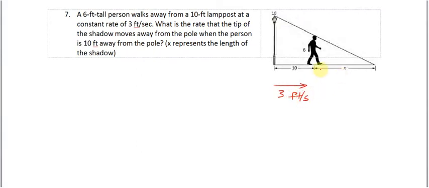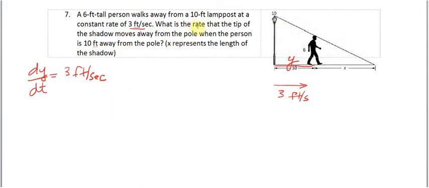All right. x here, we're told, is the length of the shadow. So y really represents this length right here, so I'll call this y. And 3 feet per second is really giving us dy/dt. So this is telling us that dy/dt is equal to 3 feet per second at all points in time. All right.